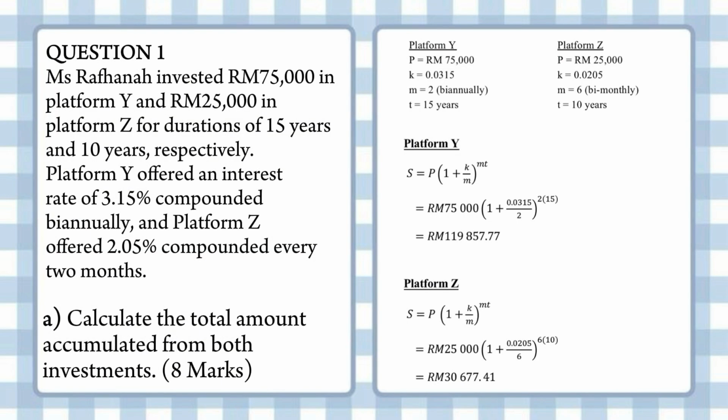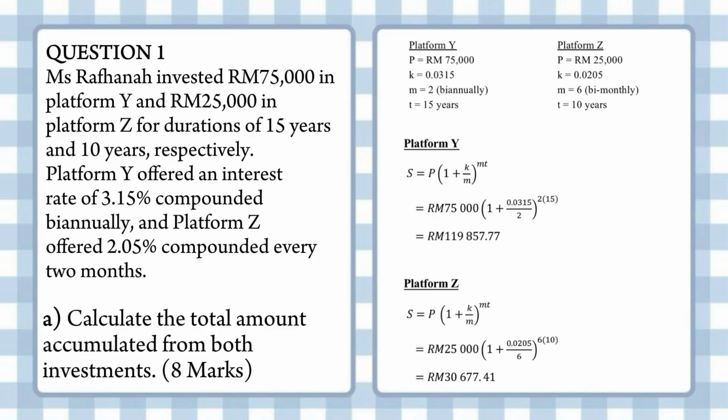Question 1. Ms. Rafana invested RM75,000 in Platform Y and RM25,000 in Platform Z for a duration of 50 years and 10 years respectively. Platform Y offered an interest rate of 3.15% compounded biannually, and Platform Z offered 2.05% compounded every 2 months. For question A, calculate the total amount accumulated from both investments.